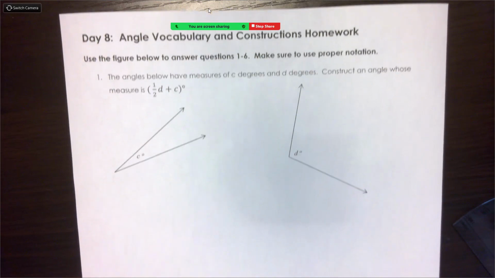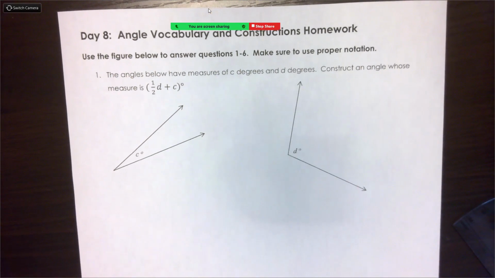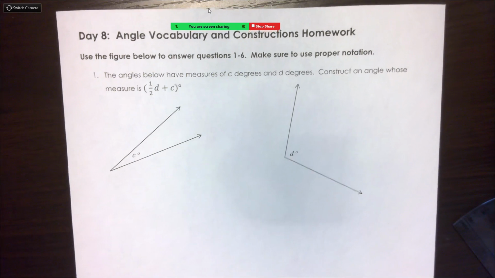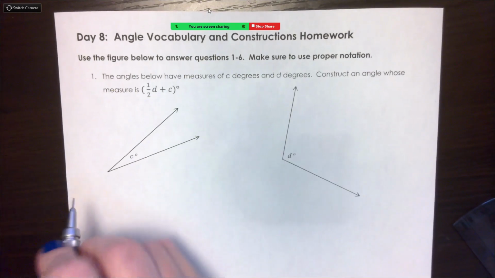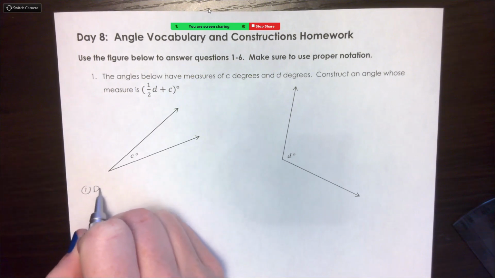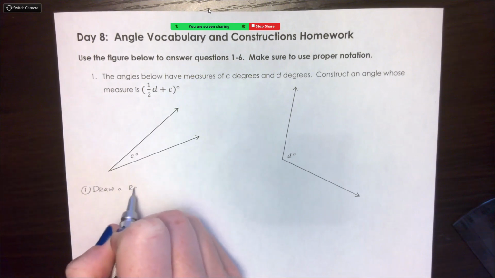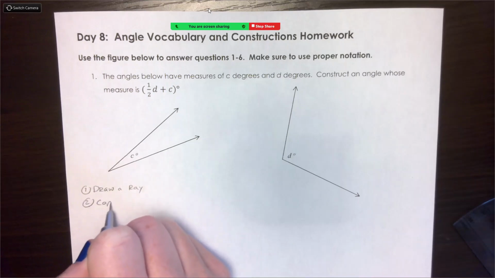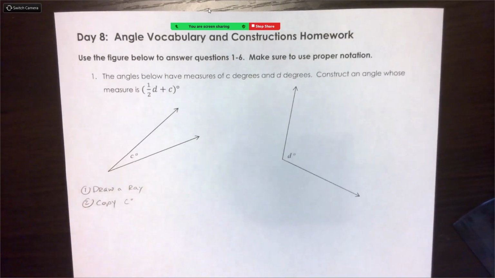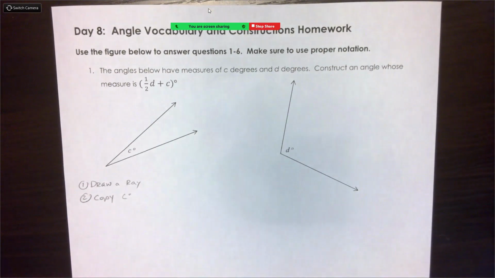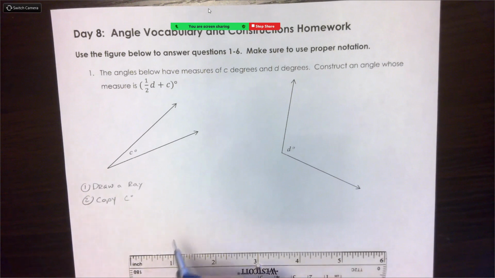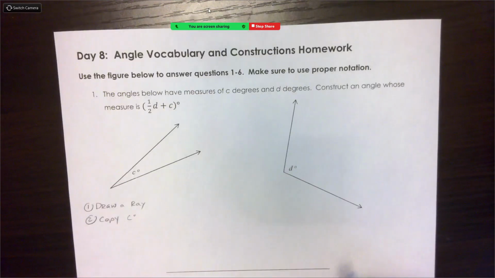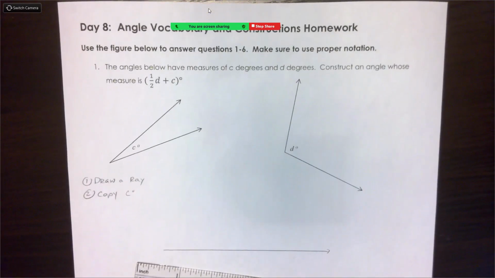It says the angles below have measures of C degrees and D degrees. Construct an angle whose measure is half of D plus angle C. So the first thing that I'm going to do is draw a ray, and then I'm going to copy angle C. So let's go ahead and draw a ray down here at the bottom. I'm going to make it a pretty good size. There's my ray.